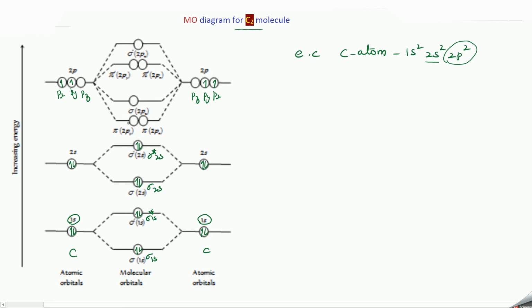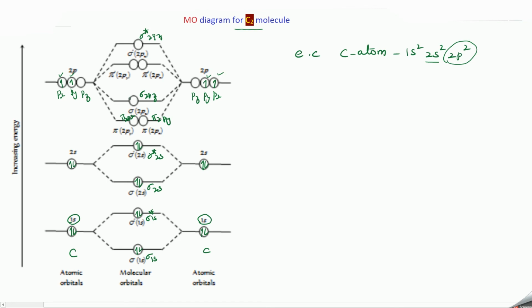The lowest energy one is called pi 2px, and this one is pi 2py, and this one is sigma 2pz. These are pi star 2px, pi star 2py, and the highest one is sigma star 2pz. So these are the molecular orbitals we are getting, and here we have 4 electrons, 2 here and 2 here. So totally we have 4 electrons.